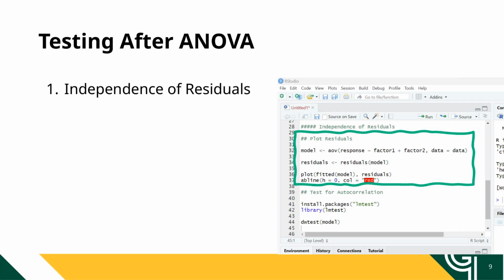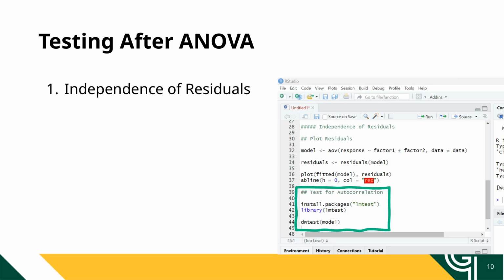To check the independence of residuals, look at residual plots and run statistical tests for autocorrelation. Fit your ANOVA model, extract the residuals from the fitted model, and plot residuals to visually inspect for patterns. An ideal residual plot should show no discernible pattern, indicating independence. Use Durbin-Watson to test for autocorrelation in residuals. The lmtest package provides this functionality. Install and load the package. The Durbin-Watson statistic ranges from 0 to 4 and gives you an idea of whether there is autocorrelation. Values around 2 suggest no autocorrelation. Below 2 indicates positive autocorrelation. Above 2 indicates negative autocorrelation.